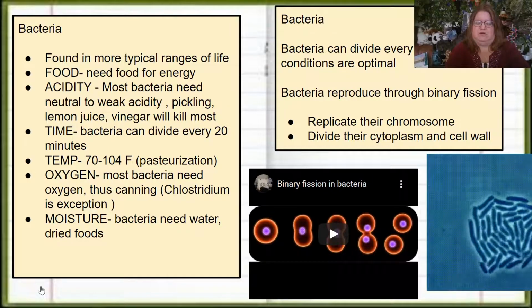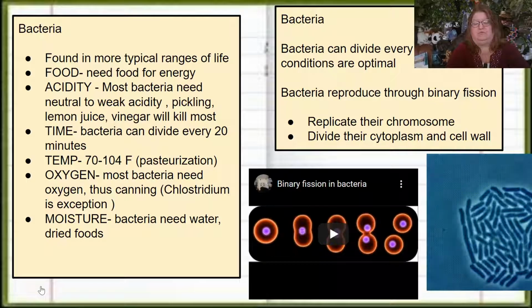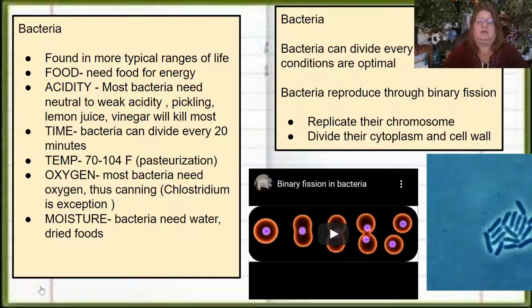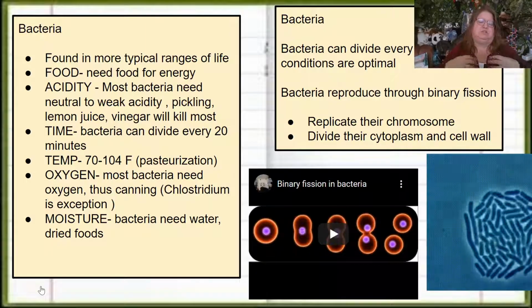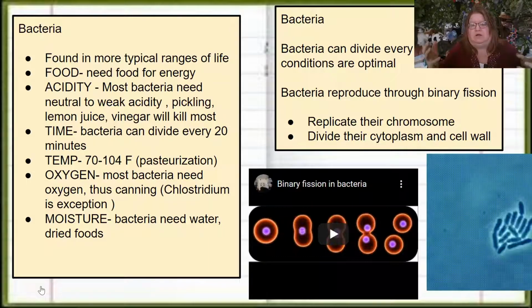Now there are exceptions. There are some anaerobic Clostridium bacteria, which are perfectly fine without oxygen, and that can be a danger in canning. And so we'll do a virtual lab today that explores that. And then moisture, bacteria need water. So if we remove that, dried foods can preserve that.